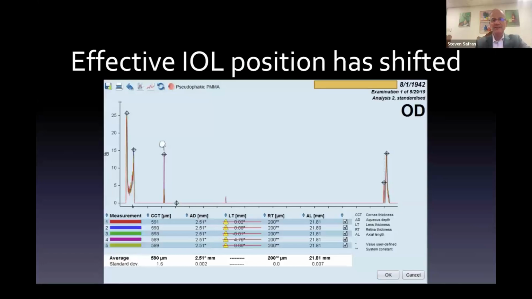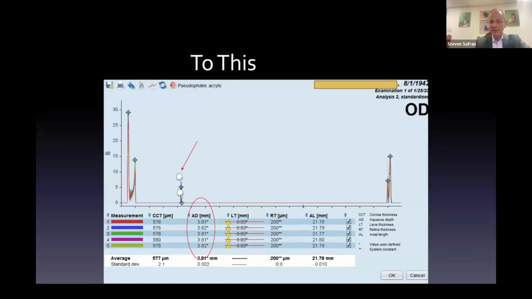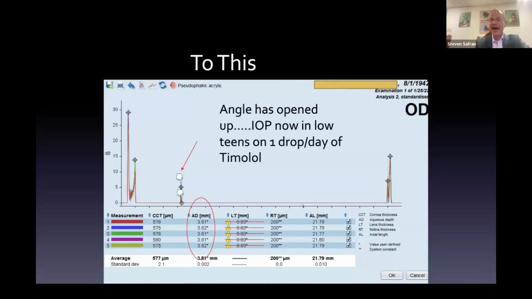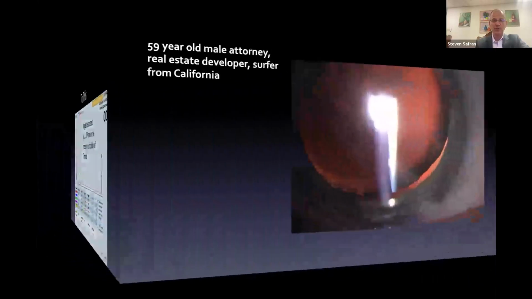But I measured the effective lens position, the IOL position, and this is pre-op. You can see that the aqueous depth, which is the anterior chamber depth minus the cornea thickness, is 2.51. After the vitrectomy, it's moved all the way back here. And that's the reason that her refraction has changed when you take a 28 diopter lens and move it that far back. The angle's opened up. Her pressure is now in the low teens on one drop of timolol.